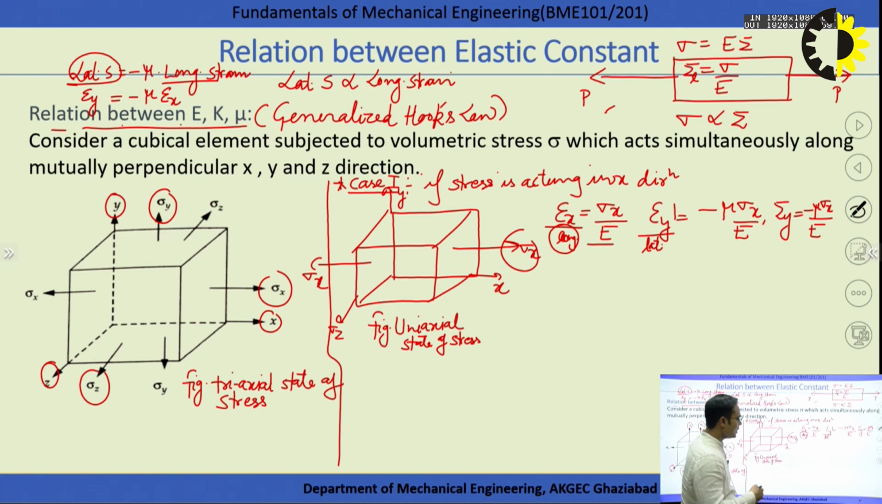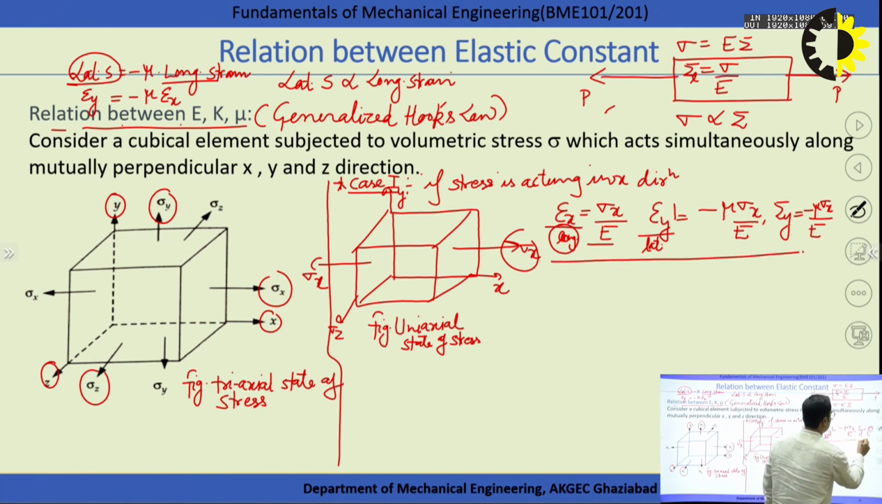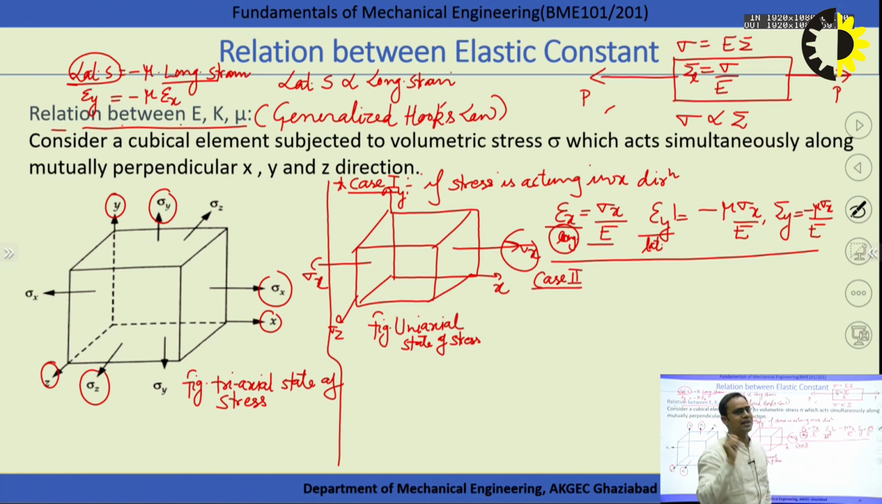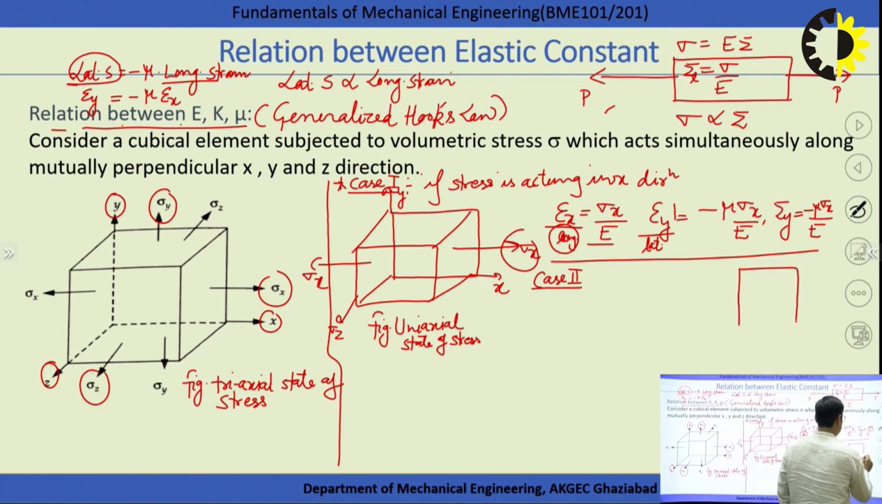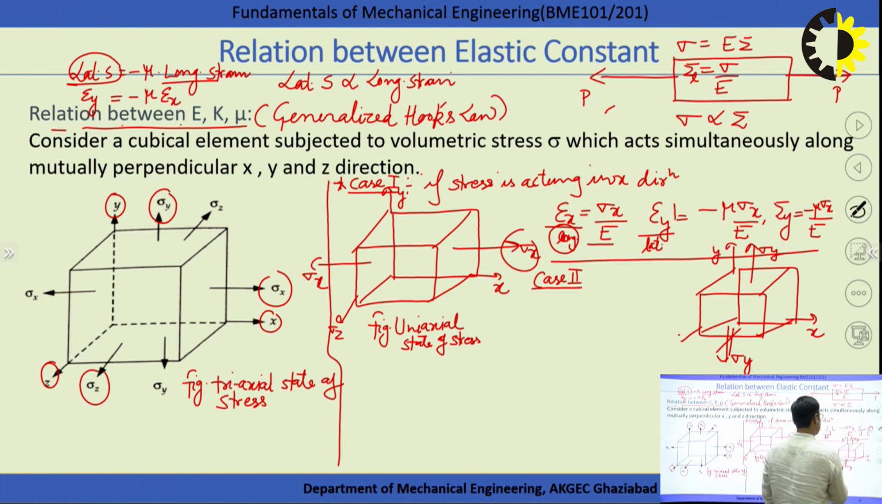Similarly, this way we can write case 2. If the stress is acting only in y direction, what happens if the stress is acting only in y direction? What is the meaning of that? If we are considering case number 2, we are assuming that the stress is acting only in y direction, sigma y. That is the x direction, that is y direction, that is z direction.